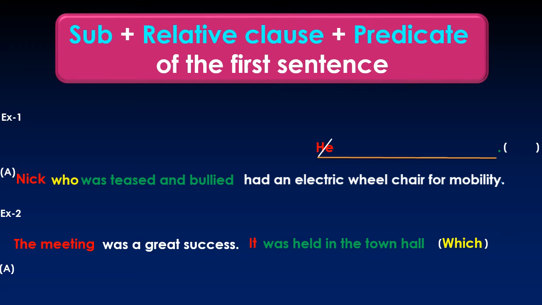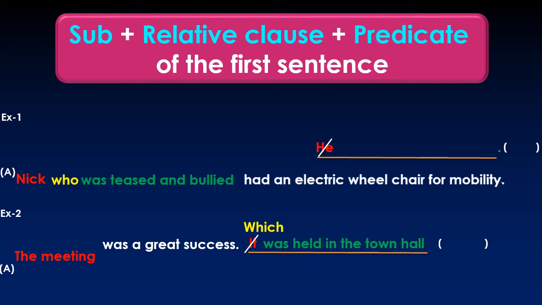Next, go for the second example. The meeting was a great success. Full stop. It was held in the town hall. Combine the sentences using which. The two subjects are the same in the two sentences. Remove the second subject and the concerned relative pronoun which is placed in place of it. Which was held in the town hall has become a relative clause.